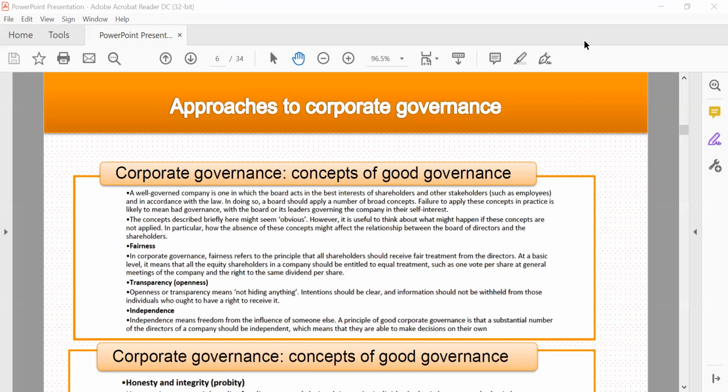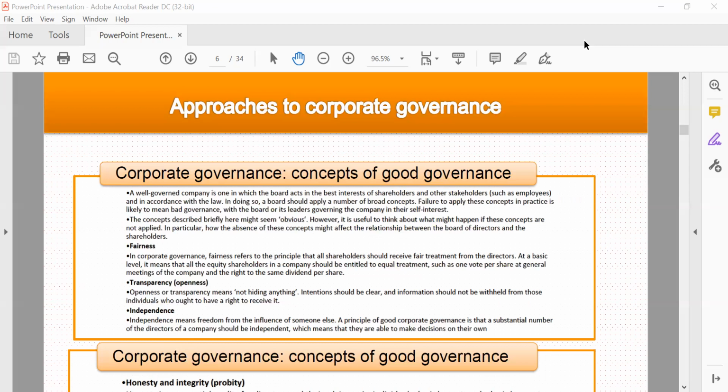So number one concept is fairness. In corporate governance, fairness refers to the principle that all shareholders should receive fair treatment from the directors. It's very important. They should be entitled to equal treatment. Now, if shareholders do not receive that fair treatment, it creates issues and it creates problems.